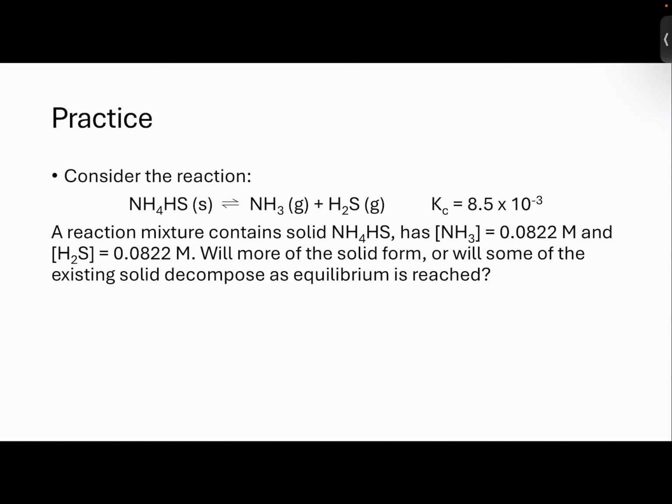Okay, so basically we're at the question, the Q, of whether it's at equilibrium or not. Q's expression is developed the same way as K's expression, meaning it is the products raised to their coefficient divided by the reactants, which we only include aqueous and gases, and therefore it is over 1. So we can calculate Q. Q is going to be equal to 0.0822 for the ammonia and 0.0822 for the hydrogen sulfide.